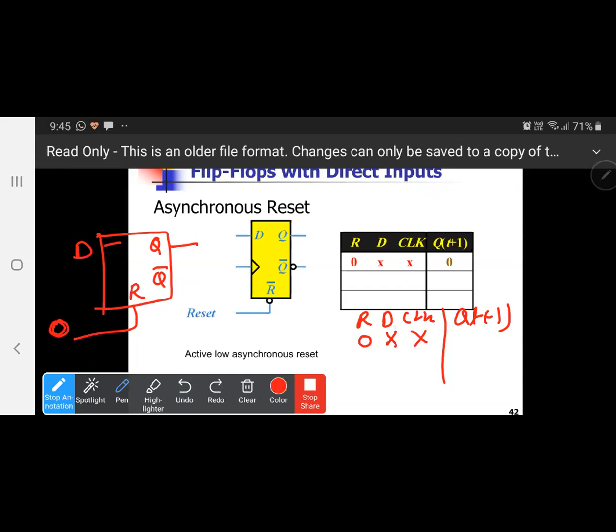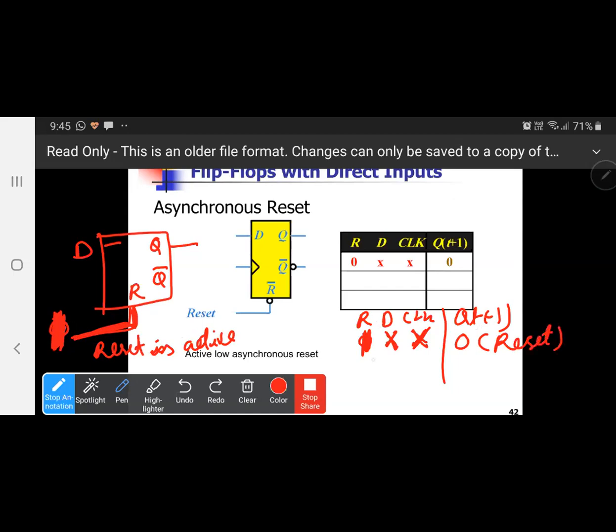Not this. Okay, R is 1, make it 1. First, if R is 1, and whatever the value of D and whatever the value of the clock, check: if R is 1, does that mean the reset condition is active or not? Yes, it's active. So if R is 1, what will be the output all the time? 0, because the reset condition is working now.